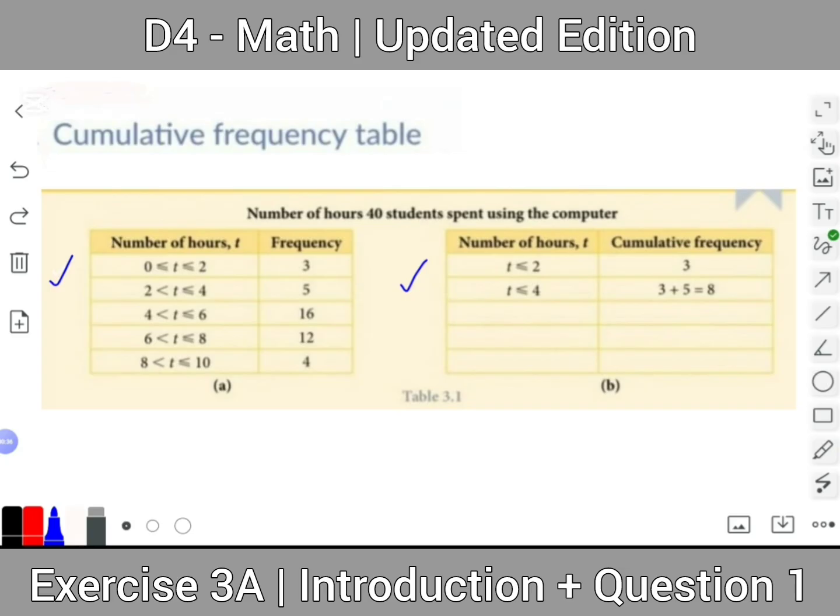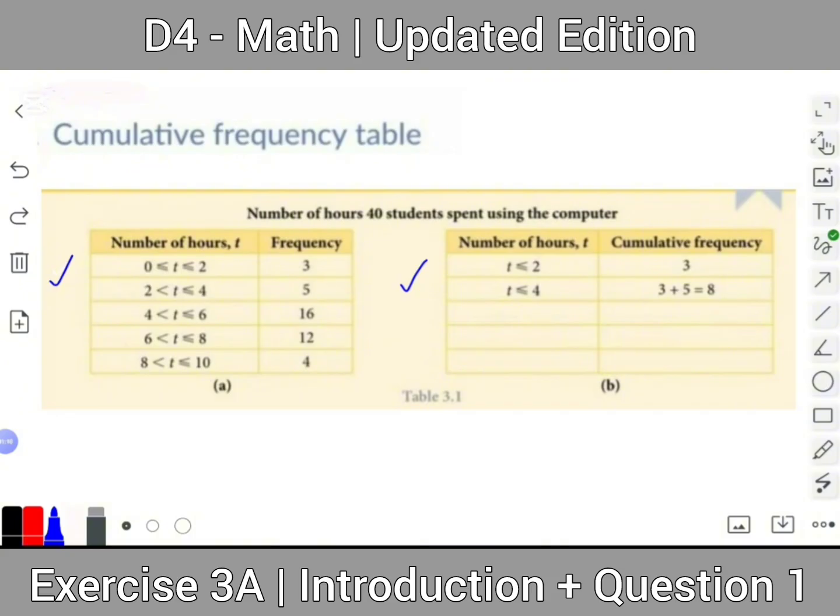So let's have a look at the regular frequency table. This one is about the time 40 students spent on the computer on a particular day. For a cumulative frequency table, the first entry will always be the same as the regular frequency table. So here we can see that the first entry of the regular frequency table is 3. So we will take this first entry as it is as the first entry of the cumulative frequency table.